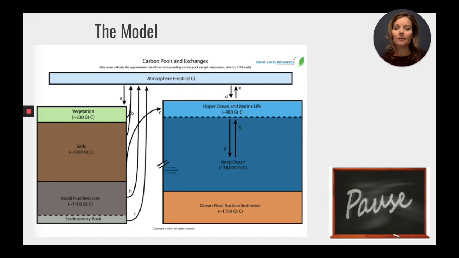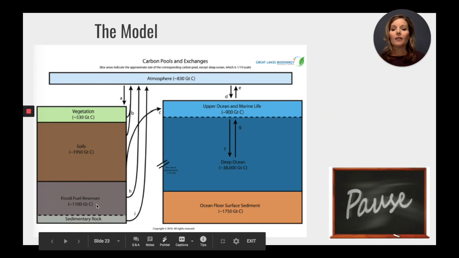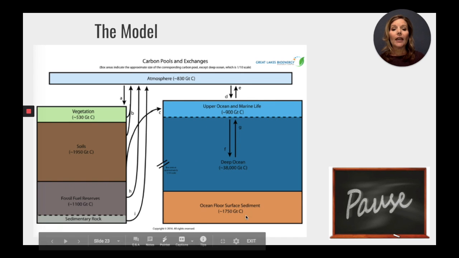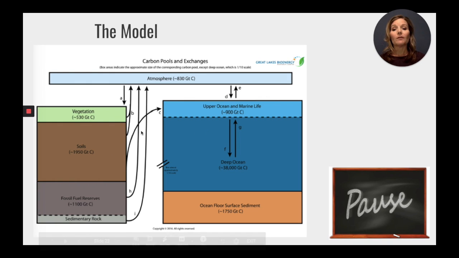So let's look at the model. This is on the following page of your student handout. Notice that we have things like sedimentary rock, fossil fuel reserves, soil, and vegetation representing our terrestrial component or land component. We have the atmosphere above, and then in our ocean component, we have the upper ocean and marine life, the deep ocean, and the ocean floor surface sediment. So we have 2 different types of the earth that we're looking at in terms of land and water, and then the atmosphere above. I'd like you to pause now and use your coins, chips, whatever you have accumulated in your home, and create a model by stacking those to match the equivalency of what we've just created on our table.